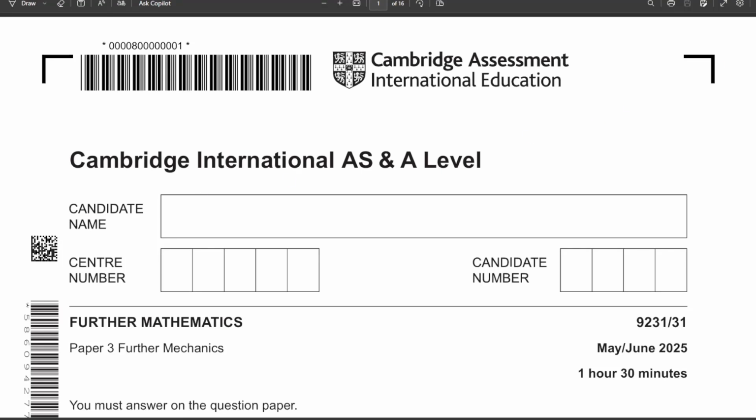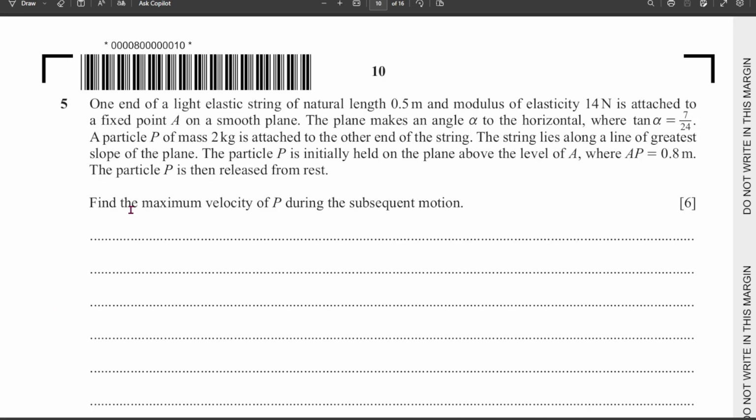Greetings viewers, in this video we'll go through Cambridge A-Level Further Mathematics, Syllabus Code 9231, Component 3, which is Further Mechanics. This is variant 1 from the May June 2025 series. We'll go through question 5, and the previous questions are already uploaded to the playlist.